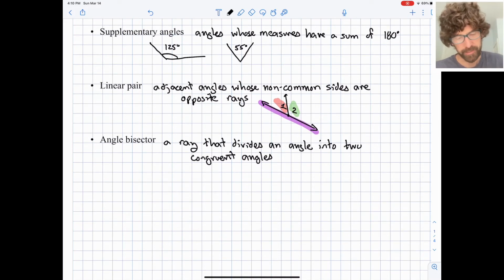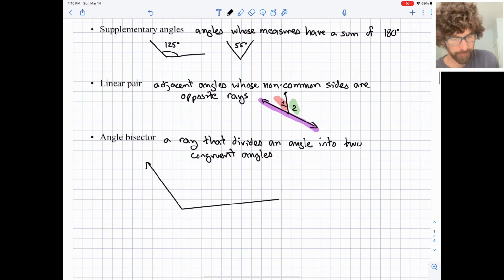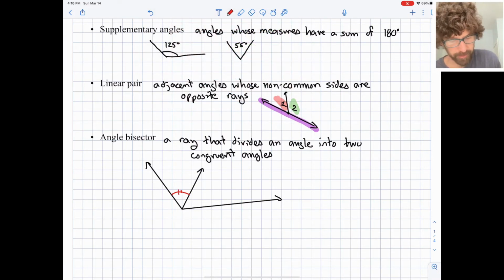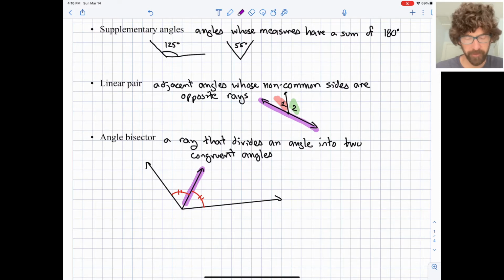And lastly, an angle bisector is a ray that divides an angle into two congruent angles. If we have any arbitrary angle, this angle perhaps right here, we can throw in a ray that divides this angle into two congruent angles. We'll denote those with the tick mark notation, and the angle bisector is this ray right here. So to be very precise, an angle bisector is a ray that divides an angle into two congruent angles.